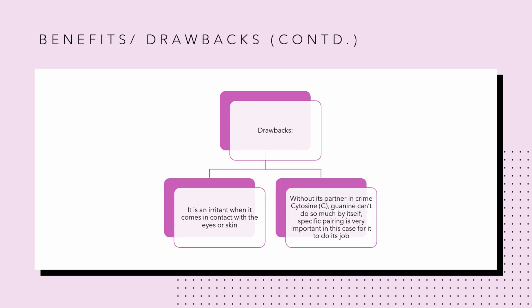So now moving on to drawbacks, it is an irritant when it comes in contact with eyes or skin, like I said before. Another one is that it's basically useless, not useless, but there's not a lot it can do without cytosine because those two are always paired together within DNA and in RNA, and specification is very important when it comes down to this because without it, it can't really do its job because of how big it is. So, really, being able to match up with them is very important. They're partners in crime for all the nucleobases.